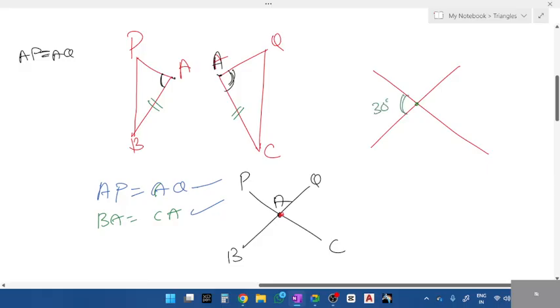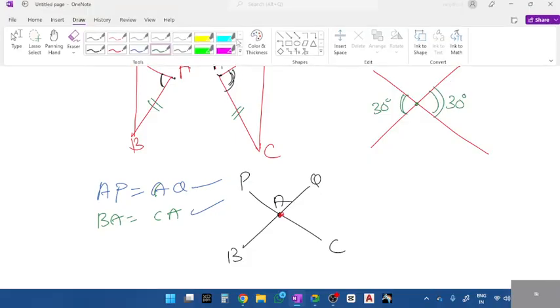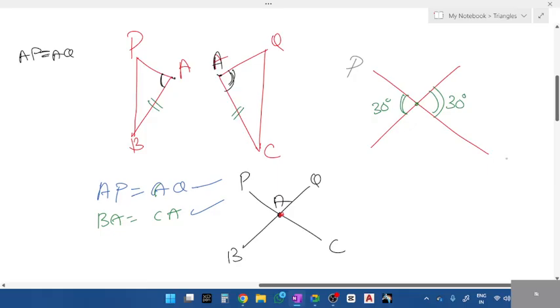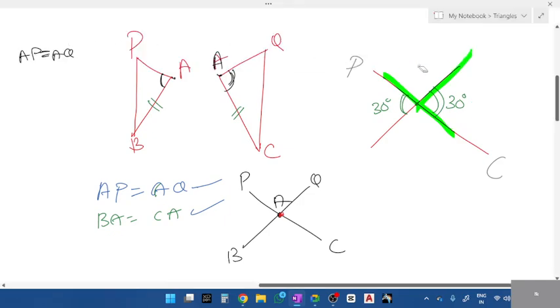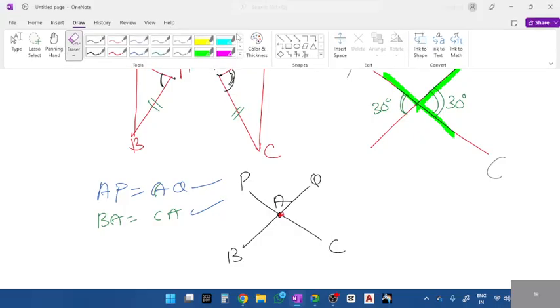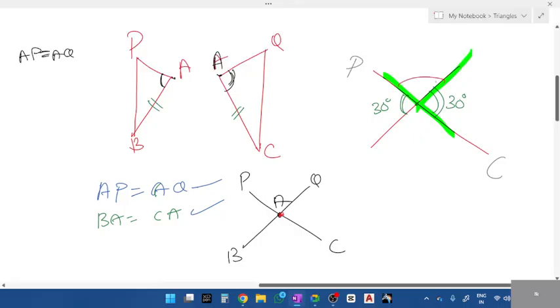If this is 30°, what is the opposite value? 30. What about this line? I'll name it PC. PC is a straight line. Is it a straight line? If I keep a protractor here and one part is 30°, what will be the other part? 180 minus 30. This will be 150.